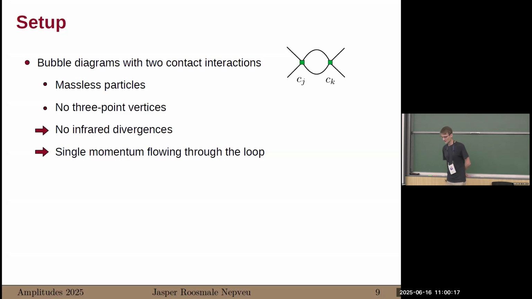For simplicity, I will consider only bubble type diagrams where these vertices are local or contact interactions. I'll consider massless particles, and so in particular, these type of diagrams mean that I will not consider 3-point vertices, and I will not have to deal with infrared divergences. Also, because of this type of diagrams, there's only one momentum scale flowing through the loop, which is the sum of these two momenta going in.